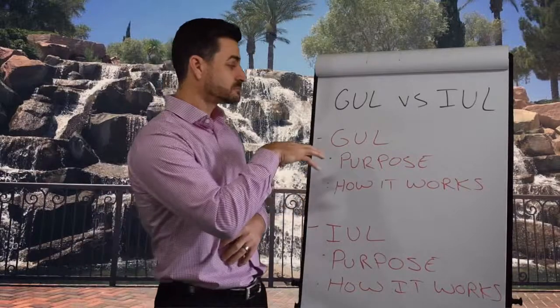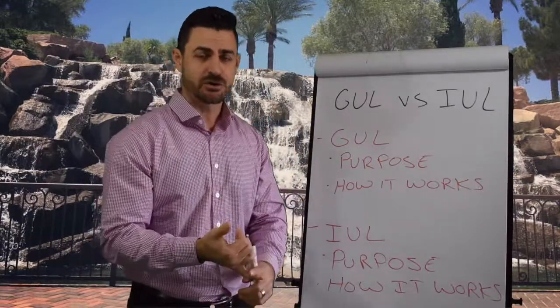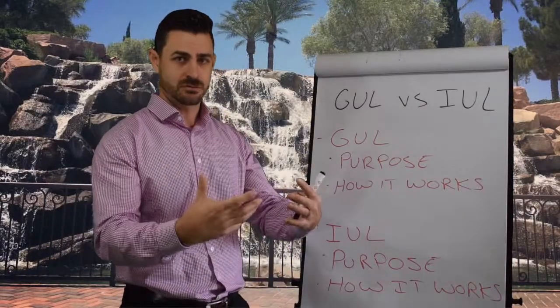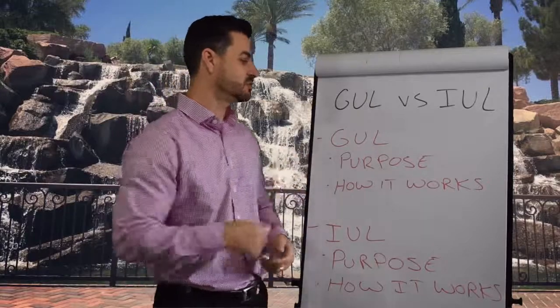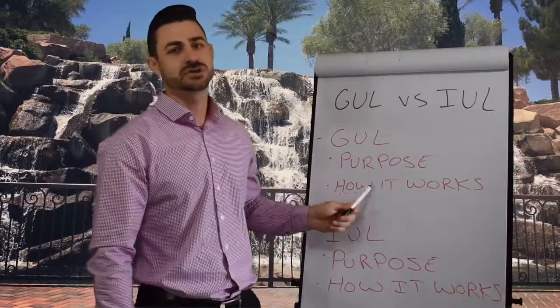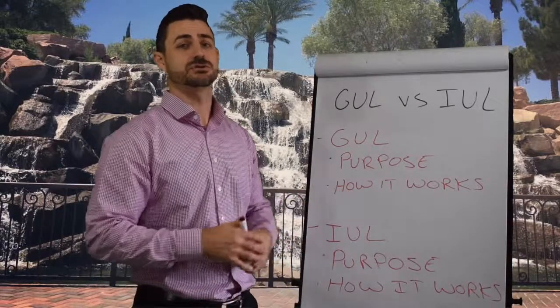Okay, so with GUL, the Guaranteed Universal Life, for a specific period of time the death benefit's guaranteed and the premium's guaranteed to age whatever it is. So that's how they work. I would highly suggest adding that into your bag when it comes to providing those to your clients.